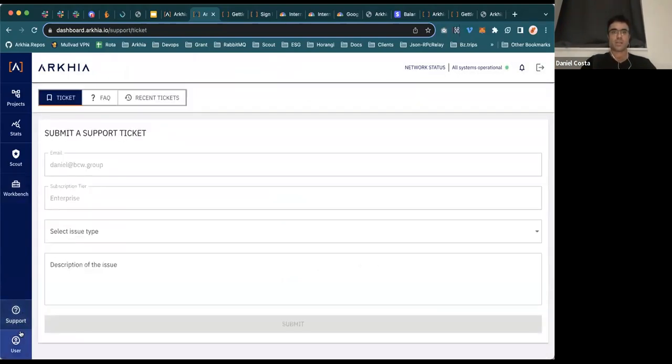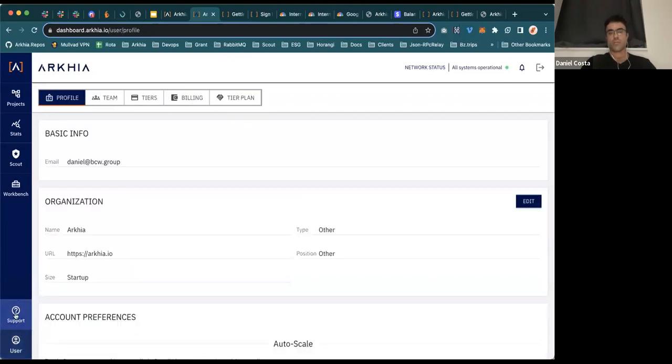Last but not least, support and tickets. We do offer for paid clients a Slack channel, ticket system, all that kind of stuff, and help you get anything you need.